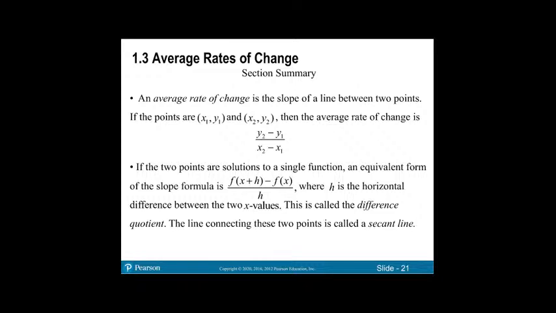Okay, and that's a section summary. So average rate of change is the slope of the line between 2 points. So the change in y over change in x, which is y2 minus y1 over x2 minus x1. If the 2 points are solutions to a single function, then an equivalent form of this can be expressed as this. Right? This is called the difference quotient. So f of x plus h, remember h is just some small change in x, right? So f of x plus h minus f of x over h.